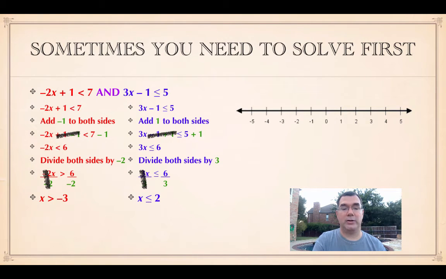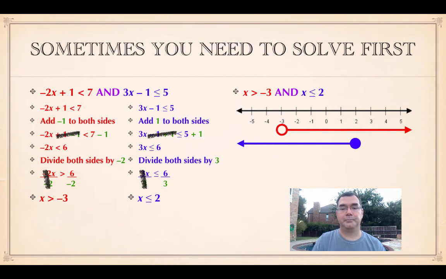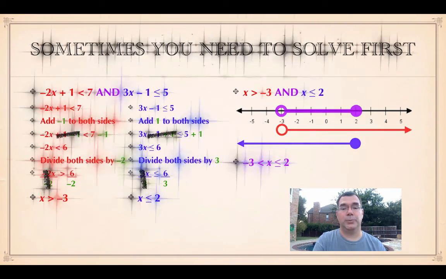The x is greater than -3 part goes right here, and the x is less than or equal to 2 part goes right here. Okay, so there's an and in between those, so I'm looking for the overlap. Which part got graphed both times? Not either time, both times. And that's right here. Okay, I can write it like that. -3 is less than x is less than or equal to 2.